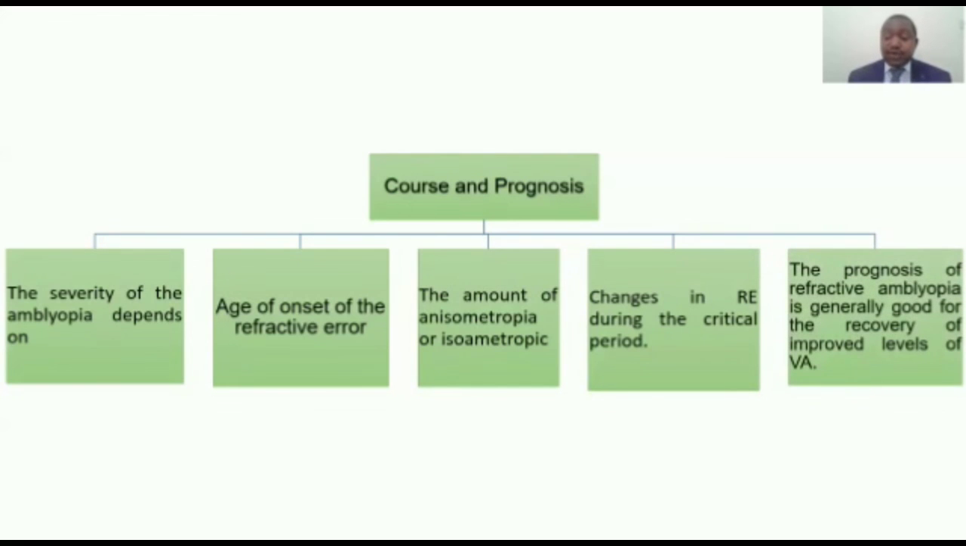The prognosis of refractive amblyopia is generally good for recovery or improvement of the level of visual acuity. Patients with refractive amblyopia generally recover or improve their level of vision better than patients with strabismic anisometropia, who may have a poor prognosis for recovery.